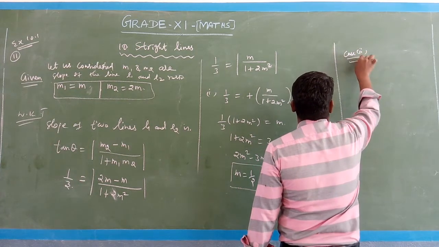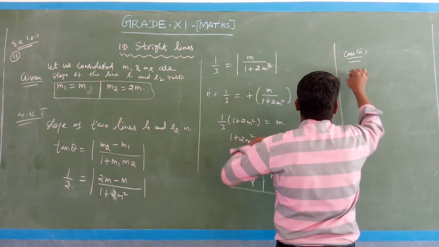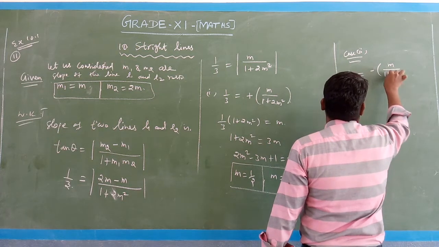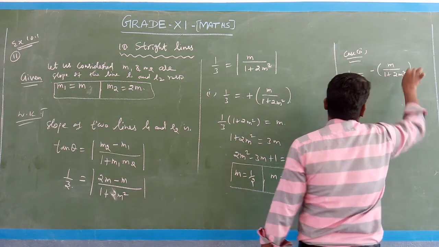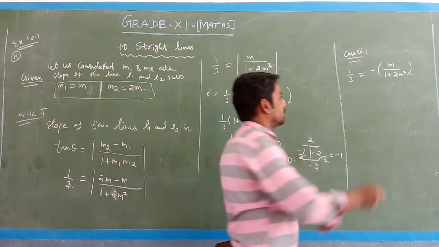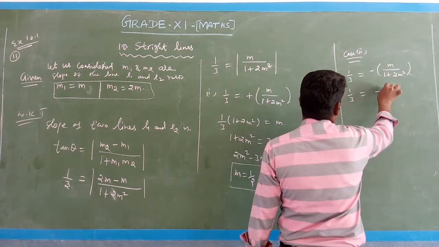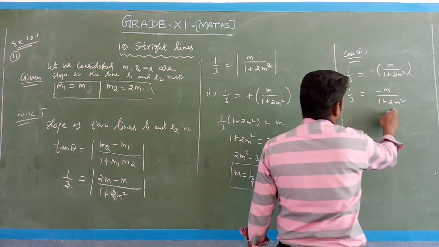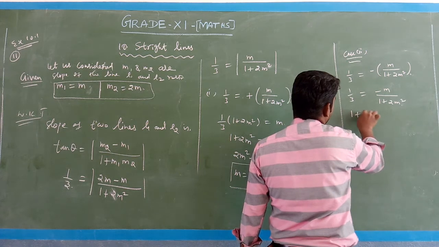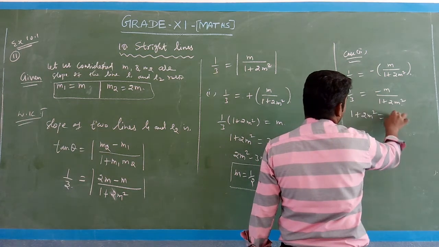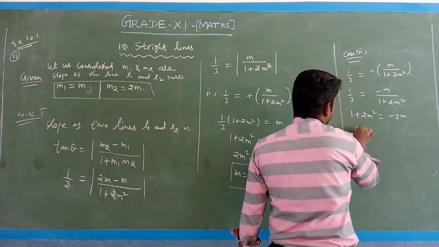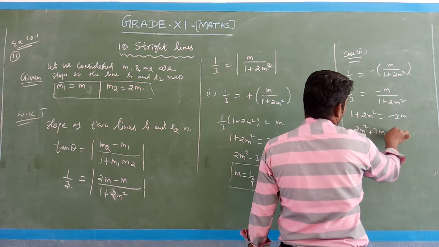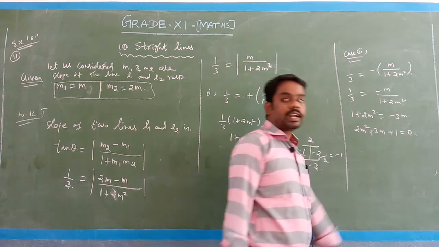Case 2. If it is negative, 1 by 3 is equal to minus m divided by 1 plus 2m squared. So 1 plus 2m squared is equal to 3 into minus m, which is minus 3m. So 2m squared plus 3m plus 1 is equal to 0. This is another quadratic equation.